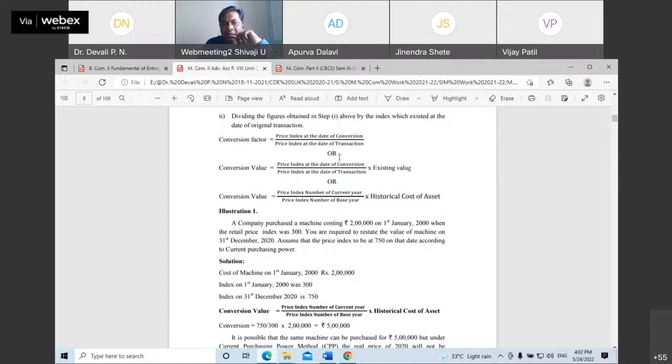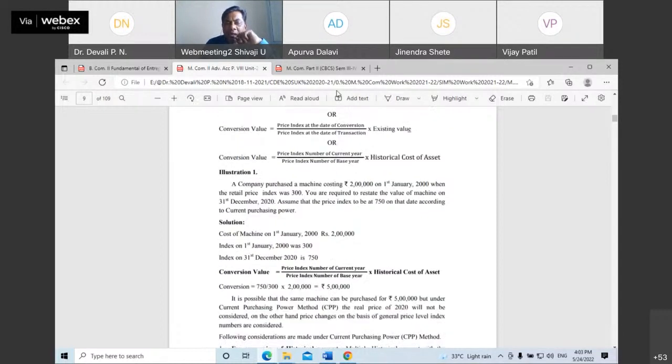It can be shown in another manner also, so a substitute formula is there: conversion value is equal to price index at the date of conversion upon price index at the date of transaction into existing value. So there is an addition in this. What will be the existing value, and how can it be determined? So we have to consider another substitute formula regarding the conversion value. A third formula is also to be considered for the purpose of calculating the conversion value.